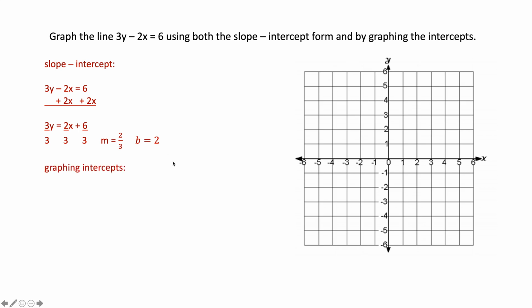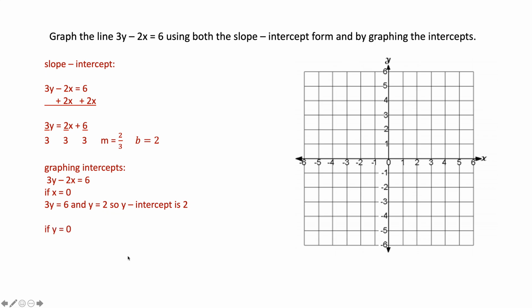Now, as far as the graphing intercepts form goes, we always just start with the original equation, and then we plug in a 0 for x, that gives us the y-intercept. We plug in a 0 for y, it gives us an x-intercept. 0 always goes for the opposite. So if x is equal to 0, then that means 3y is equal to 6, right? Because if x is 0, negative 2 times 0 is just 0, and the whole term drops out. So if 3y is 6, that means y is 2, dividing both sides by 3, so the y-intercept is 2.